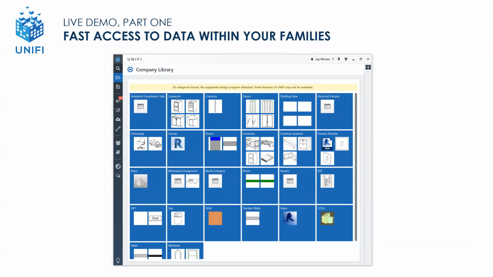So for those of you who are current Unify Core customers, you already know that Unify Core essentially manages your library for you by leveraging some metadata that's within your families. So you can see that here because Unify Core has already grouped your families by model category automatically.